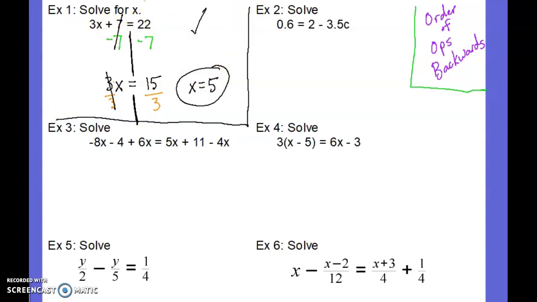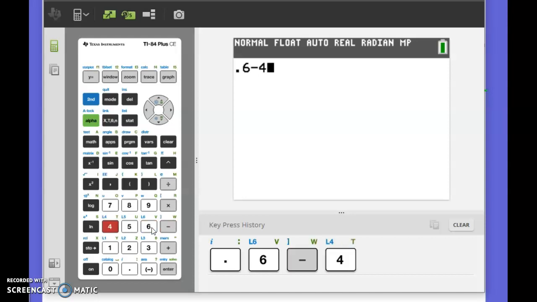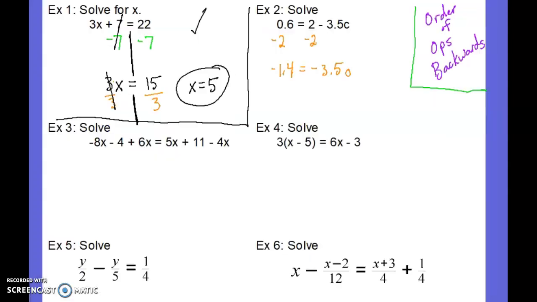All right, moving on to the second example, really the same thing. I don't know if this order of operations helps you or if you just remember doing this from before. But we throw in some decimals for you. The first step is to subtract 2 to the left side. Well, 0.6 minus 2 is negative 1.4. It's equal to negative 3.5. If you don't believe me, feel free to use a calculator. Now you could type in 0.6 minus 2 equals negative 1.4. And then, oh, that was supposed to say C.